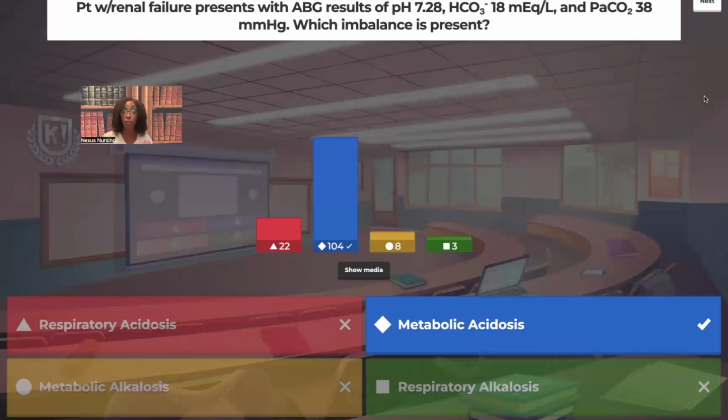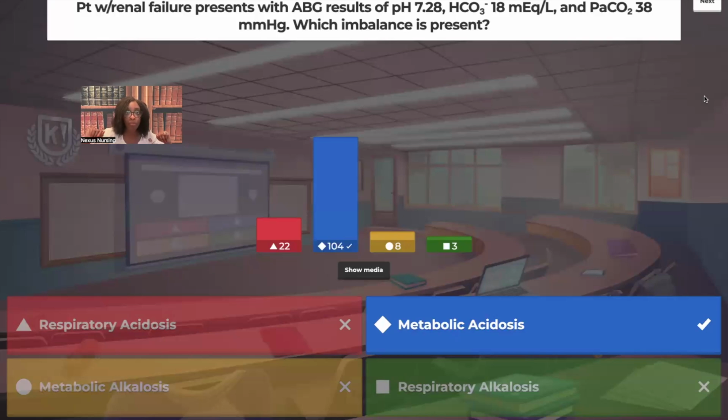Let's look at our other two. Bicarb is supposed to be 22 to 26, but bicarb is 18. Excuse me, I count on my fingers because I can't do it in my head. 18, 19, 20, 21, 22, 23, 24, 25. That is 8 points off from the norm.